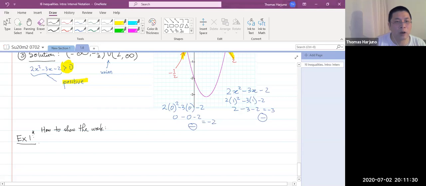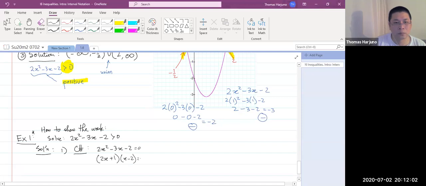Because the explanation above includes the idea behind that procedure. Right? So 2x squared minus 3x minus 2 greater than 0. The solution. Step 1, critical numbers. You can just write it this way. Okay, so you say 2x squared minus 3x minus 2 equals 0. Factor and solve. x equals negative 1/2, x equals 2.